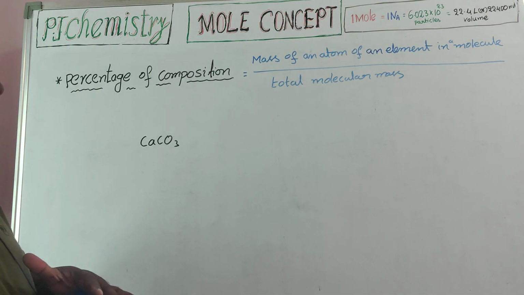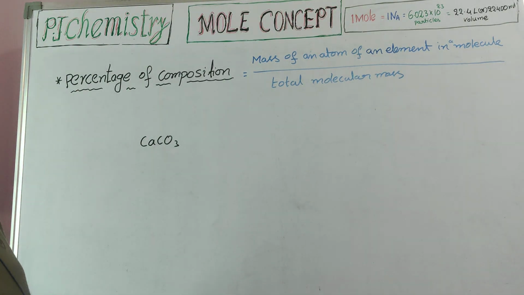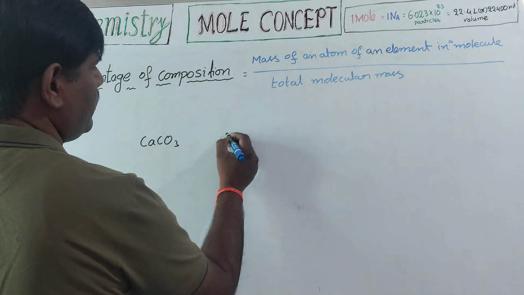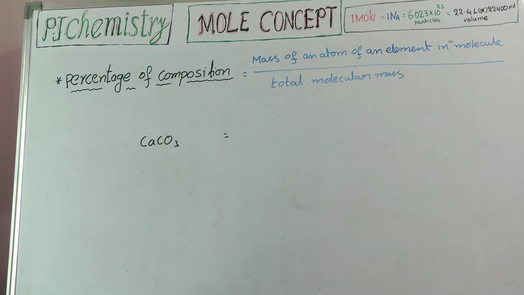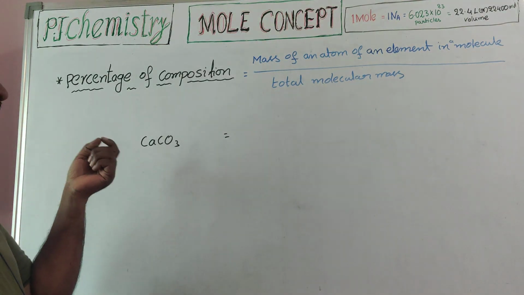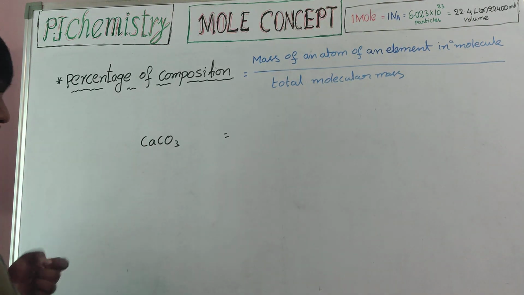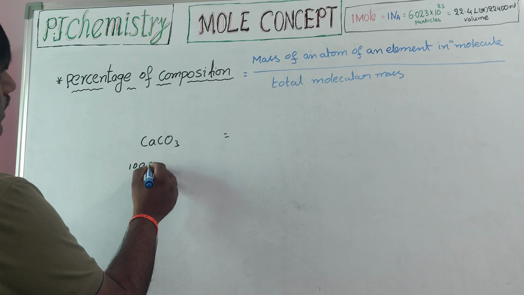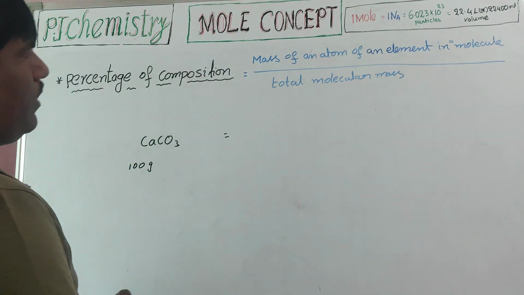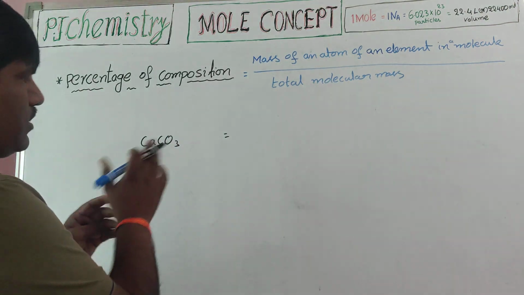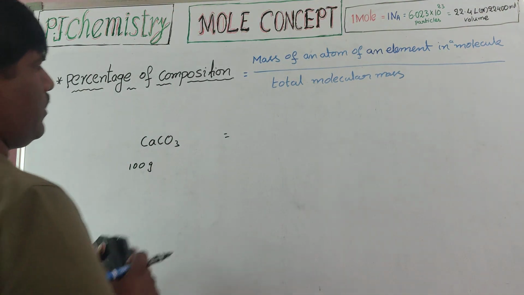Now, calcium carbonate, everyone knows, it's easy to calculate. I'm using that, but they won't ask this much simply. They will give different formulas, so you have to practice. So for calcium carbonate, first we need to calculate the molecular mass of calcium carbonate. Already we calculated it is 100. Now I want to find the calcium percentage, carbon percentage, and oxygen percentage in this molecule.